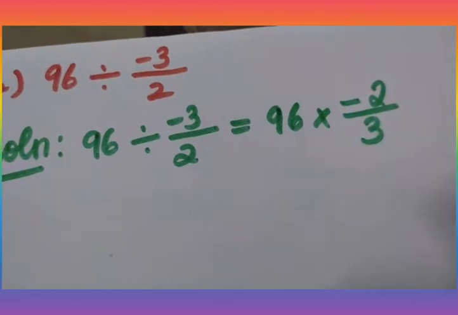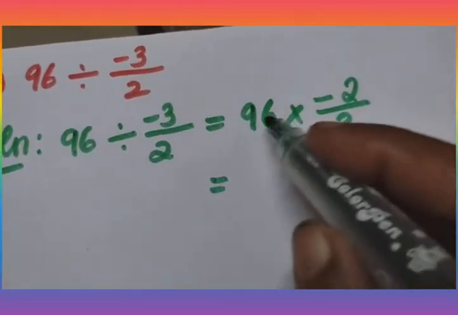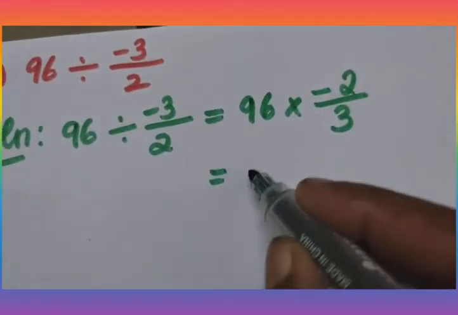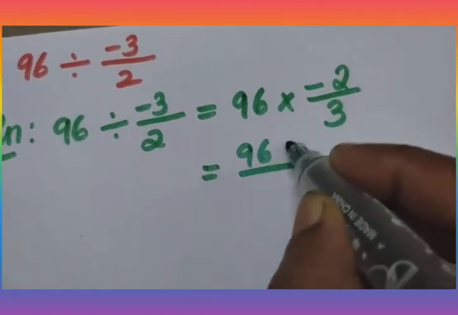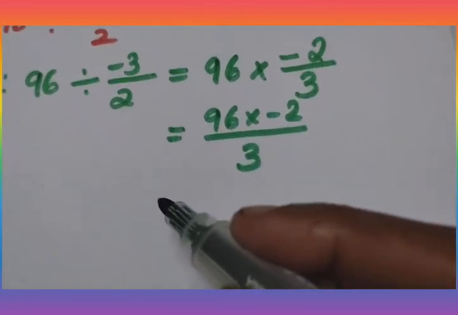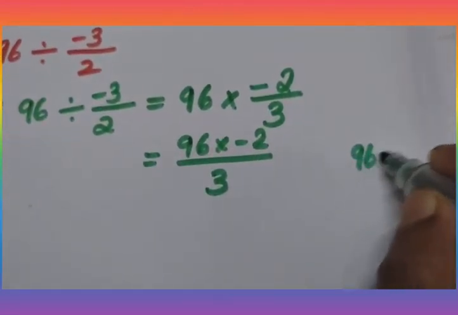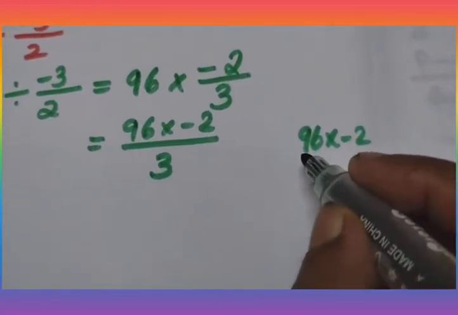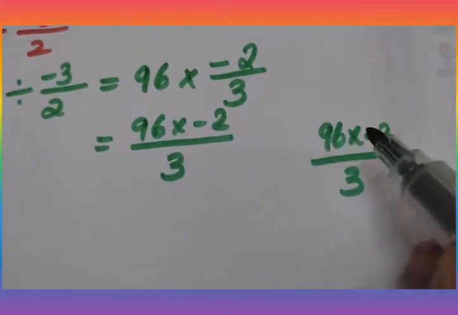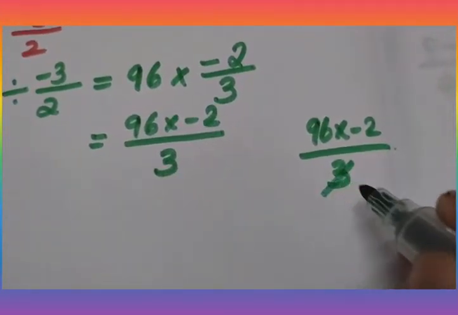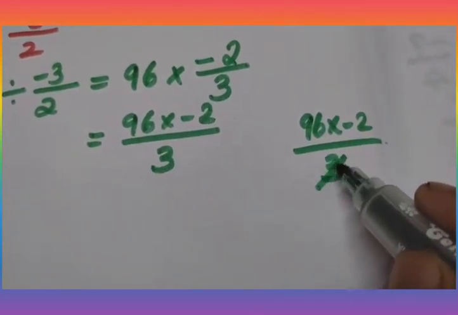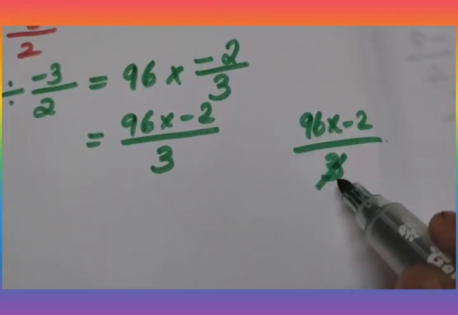Okay children, before multiplying, see here, numerator multiplied separately, denominator multiplied separately. So here 96 into minus 2, denominator 3. Okay, if possible we can simplify this. Before multiplying we can divide, that means we can cancel the numbers easily. Okay, so here 96 is in the 3rd table, so we can cancel by 3. Okay, the denominator we have is 3, and 96 is divisible by 3.